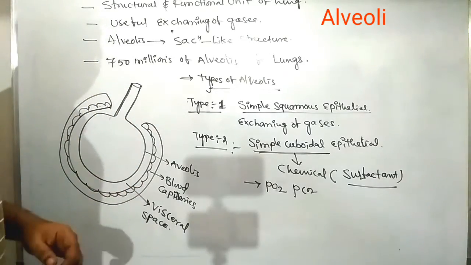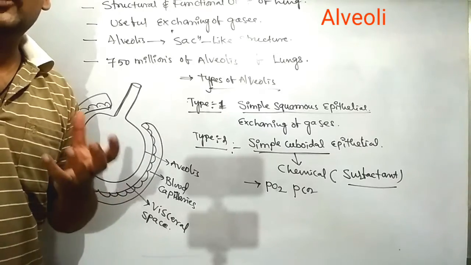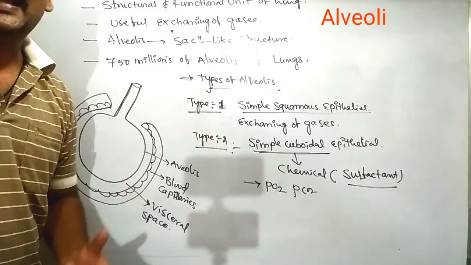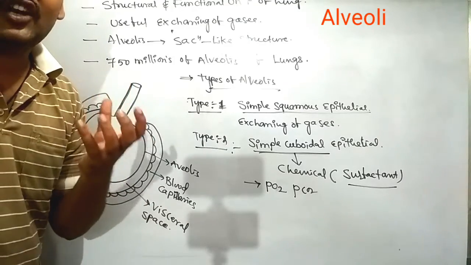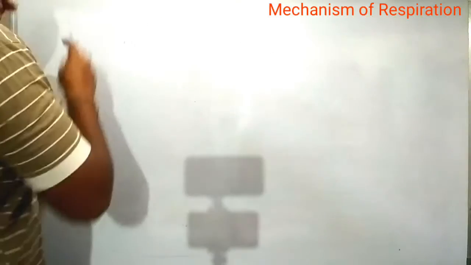So this is the information about the alveoli. Next we are discussing the measuring of gases, the mechanism of respiration, the capacity of the respiratory system, and respiratory volumes.